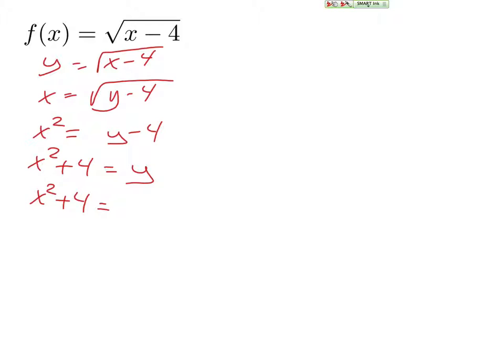And then we change this to function notation. So there's my inverse, but we have a problem. It's a parabola, right? X squared plus 4 is a parabola, which means it shouldn't have an inverse.